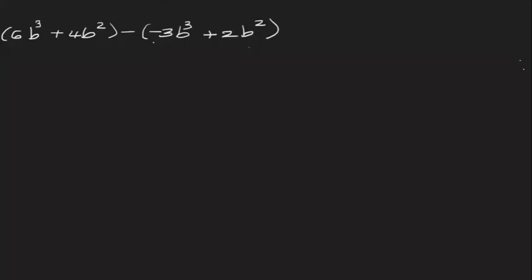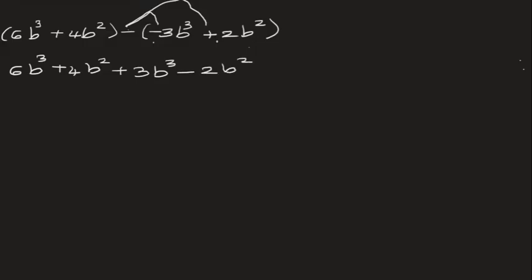So we write the terms in the first bracket the way they are. So we're going to have 6b to the power of 3, add 4b to the power of 2. Now, negative times negative becomes positive 3b cubed, and then negative multiplied by positive becomes negative 2b squared.